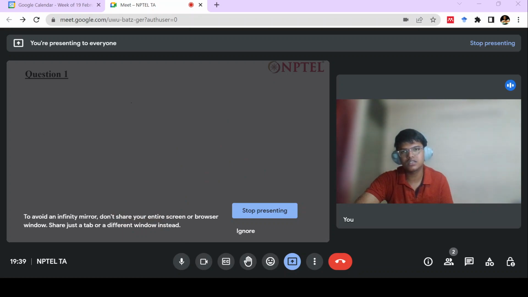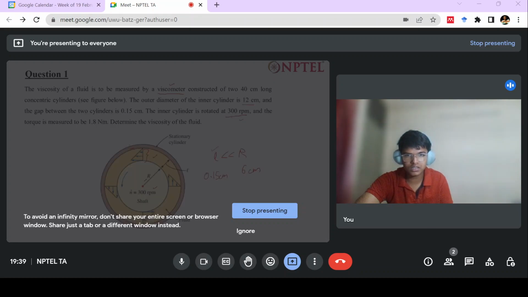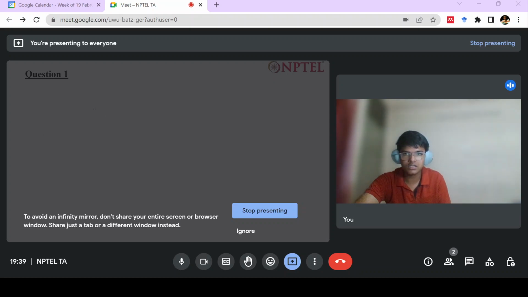By considering this gap as a narrow gap, we will assume that the velocity variation of the fluid is linear. Let's draw one section of this. This is a zoomed-in section of the cylinder, and this is the outer cylinder, and this is the inner cylinder.